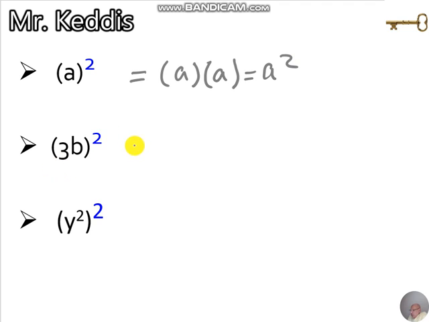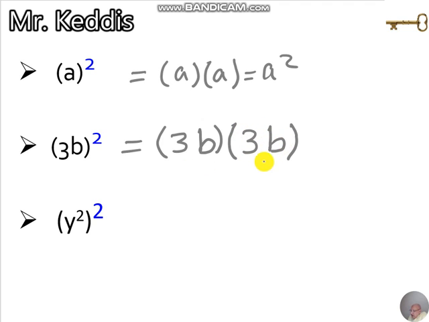(3b) squared means 3b times 3b. You multiply the term by itself. You get (3b) squared. 3 times 3, you get 9. And b times b, you get b squared.